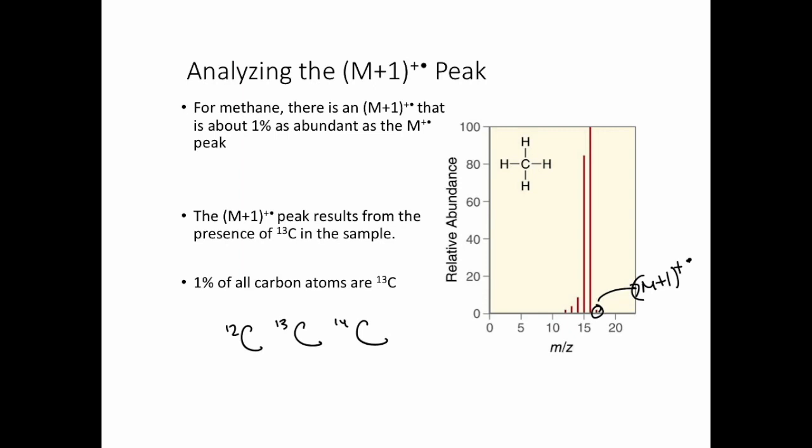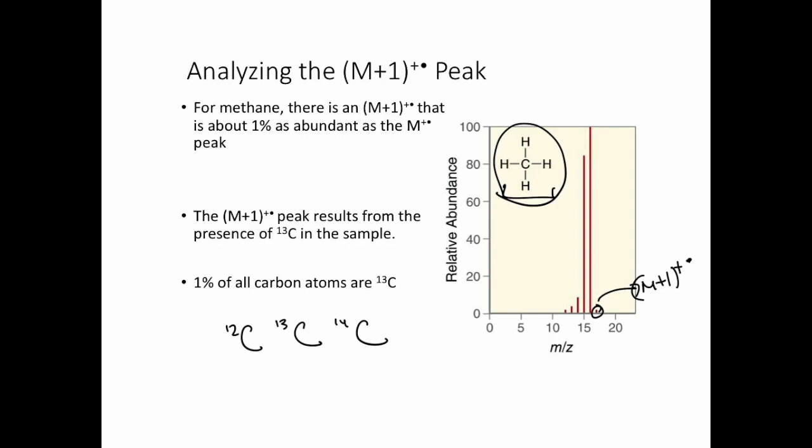So a particular carbon is going to be either carbon 12 or carbon 13. There's so few carbon 14 atoms, we don't have to worry about it. So about 1% of all carbon atoms are carbon 13. As a result, whenever you have a carbon-containing molecule, you're going to have a peak to the right of the molecular ion that is 1 atomic mass unit higher than the parent ion peak. And that's because 1% of methane molecules that pass through the instrument will have a carbon 13 atom, not a carbon 12 atom.